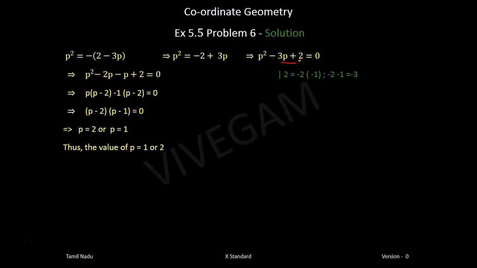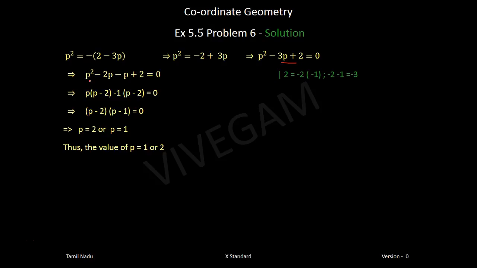We need to solve by factorization. The product of the constant and the coefficient of p square is 1 into 2, that is 2. 2 needs to be factorized. So 2 can be written as minus 2 into -1, and minus 2 minus 1 equals -3, which means this minus 3p must be written as minus 2p minus p. That's what we have done here: p square minus 2p minus p plus 2 equal to 0. We have not changed anything. All we have done is rewritten this slightly differently. Minus 3p, we are writing it as minus 2p minus p.